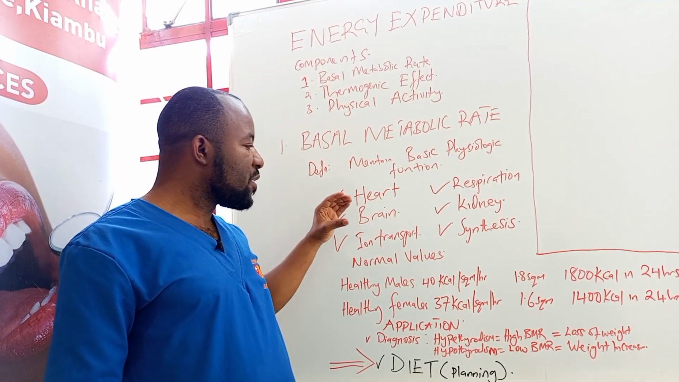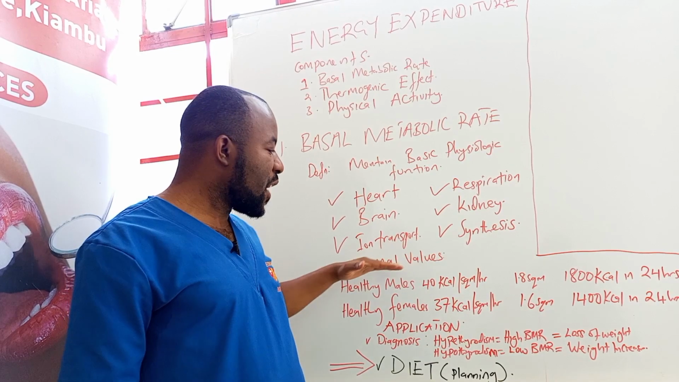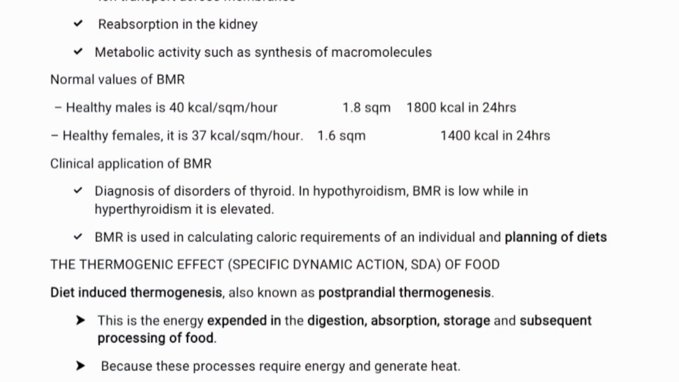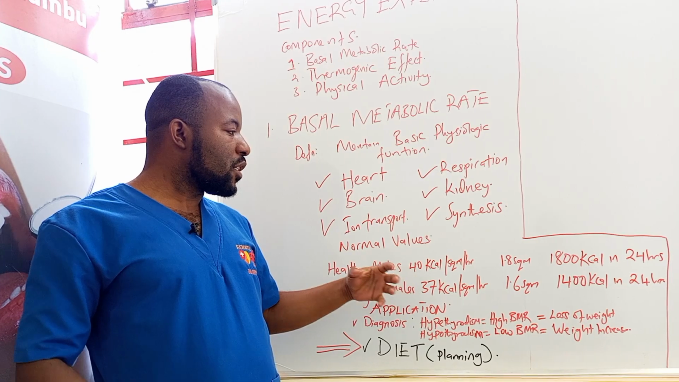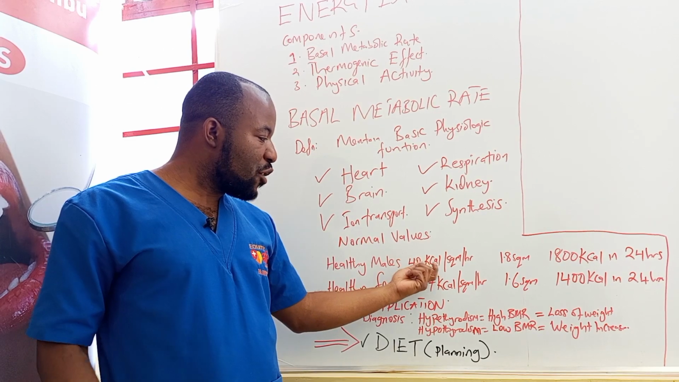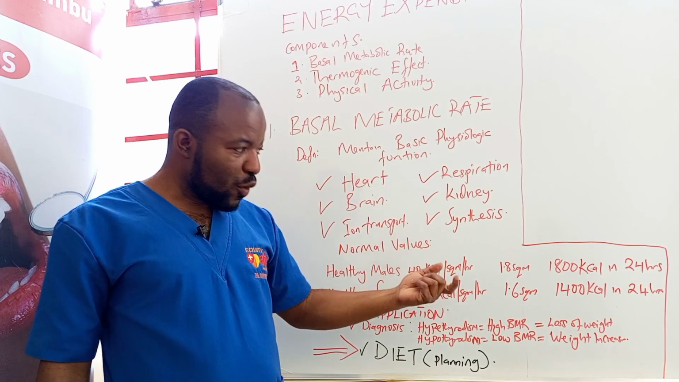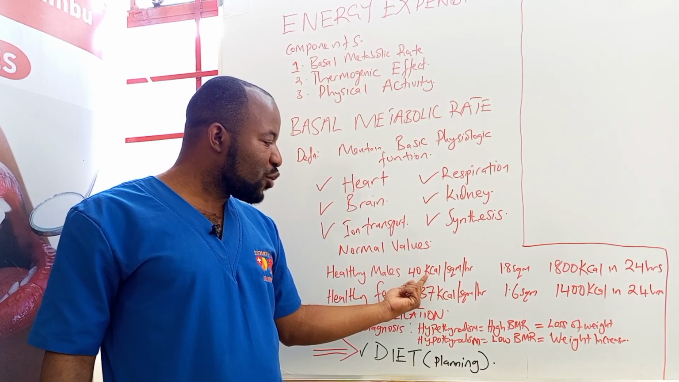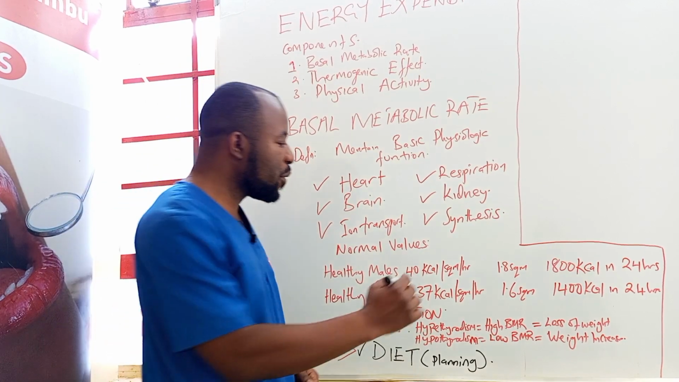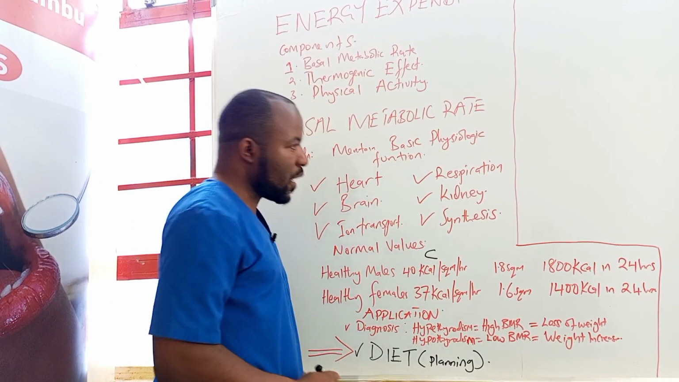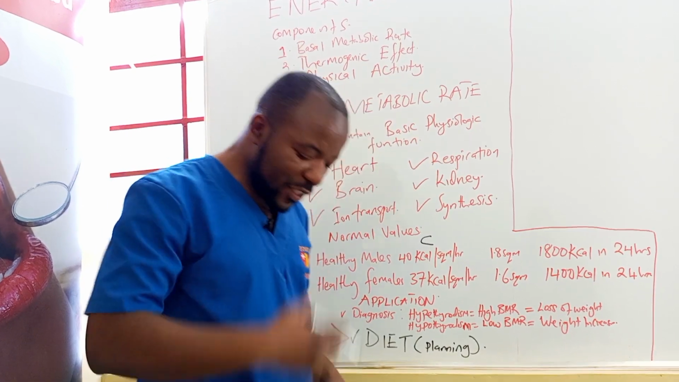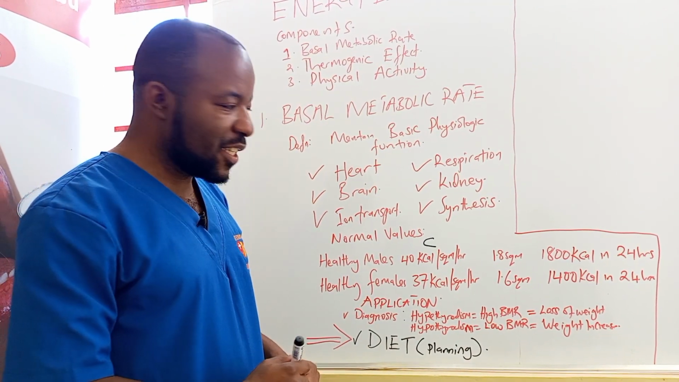Basal metabolic rate values are known. They have been calculated, and there is evidence of these calculations. In healthy males, the basal metabolic rate is 40 kilocalories. Kilocalories is the measure of the energy you get when you eat food. It can also be abbreviated as capital C. Each food has a certain amount of kilocalories it gives you.